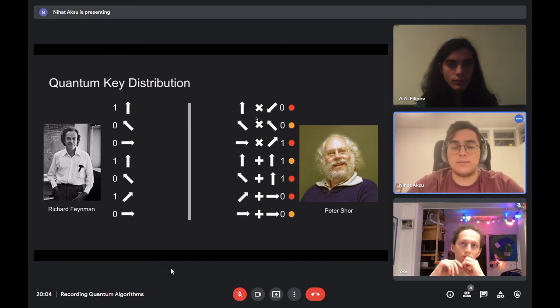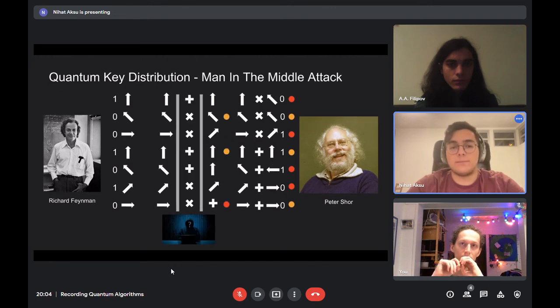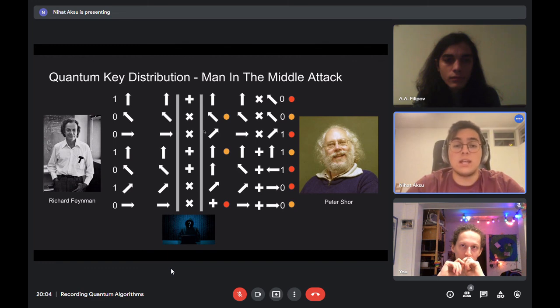Then they compare these, and in the cases where Peter Shor got the orientation correct, they use these to create a key. But there is something called the man-in-the-middle attack, in which an attacker intercepts the message and learns the message before Peter Shor does. In this case, the attacker also needs to measure the polarization of the photon. But the attacker in each scenario has a 50% chance of measuring in the correct orientation. If the attacker doesn't measure in the correct orientation, it changes the photon.